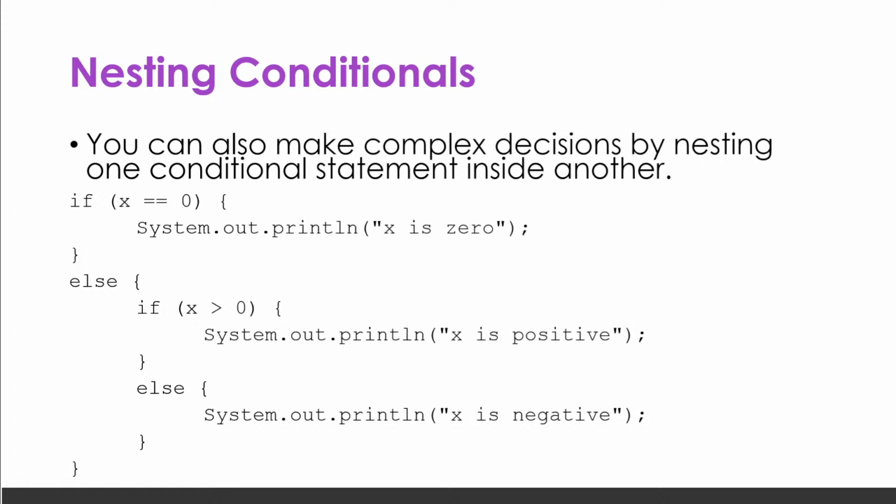In this case, we're checking to see if x is greater than 0, in which case it is positive. Otherwise, it is negative, because we've already checked for 0. Since we've already checked for 0, we've ruled out 0 if we get to the else statement. So that means it must be something between 1 and infinity or -1 and negative infinity. If it is greater than 0, we know that it is positive. If it is less than 0, we know that it is negative.